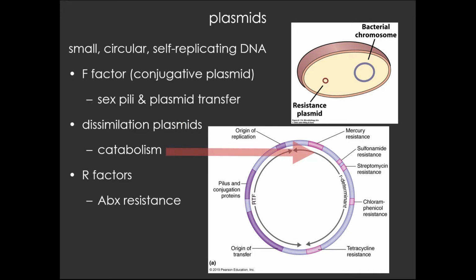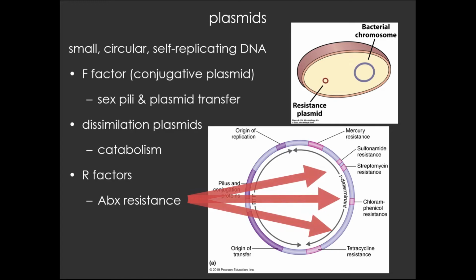Dissimilation plasmids are a group of plasmids that contain genes to catabolize a variety of different food items, including octane, methane, ethane, arsenic, TNT, weird things like that. So though the chromosome may not have the genes to catabolize those things as food, these dissimilation plasmids will bring with them the genes that will allow organisms to funnel arsenic into their catabolic pathways, for instance.